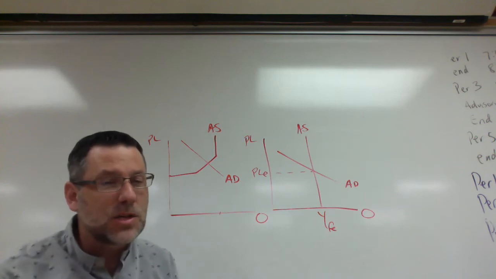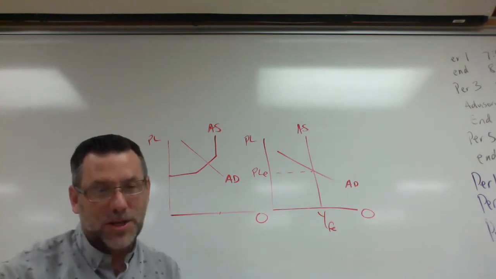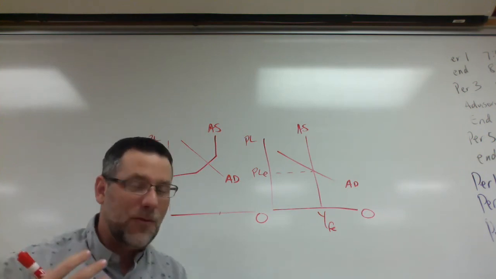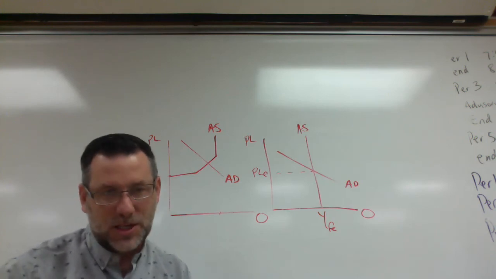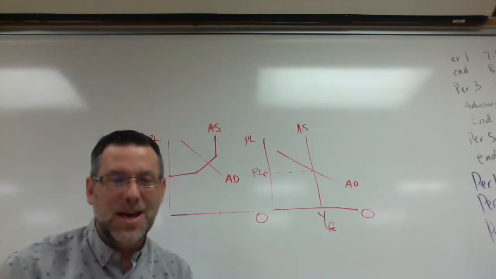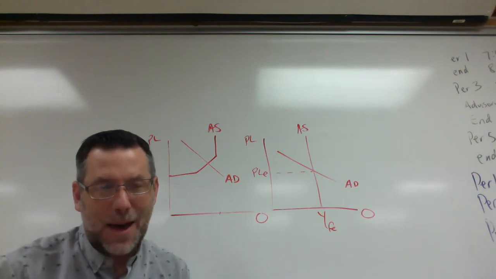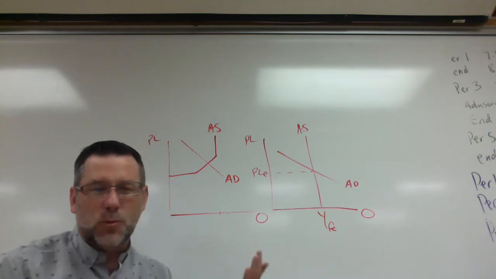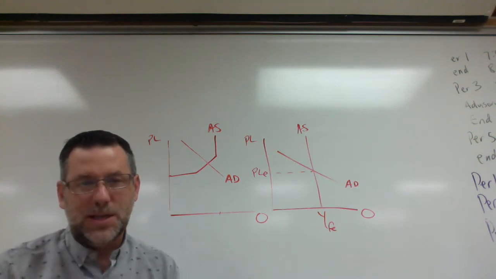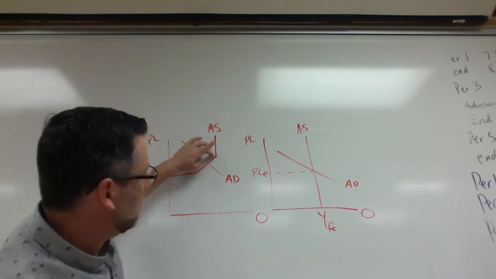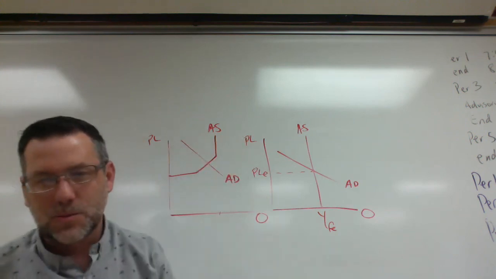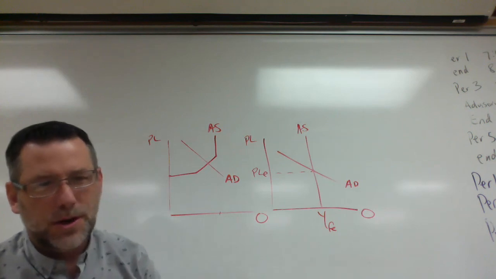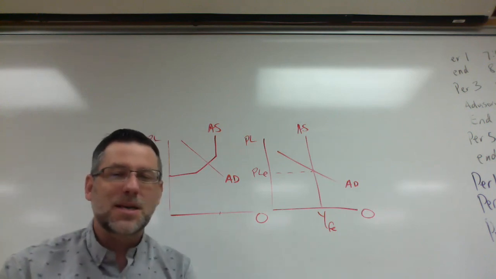You might not even use the Keynesian graph to answer the question, but you need to know that if we're in the Keynesian range, that's a recession. If we're in the classical range, then that's going to be an inflationary gap. And if we're in the intermediate range, we're going to be close to full employment. Ideally, you're getting as close to that inflection point right there as possible, but as long as you're close, you're at full employment. So that's the classical model.